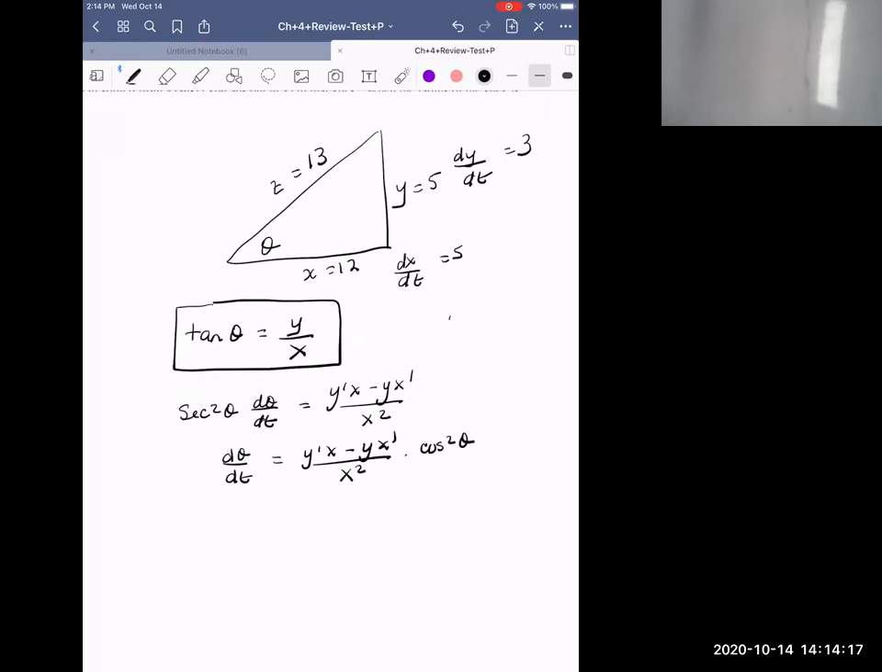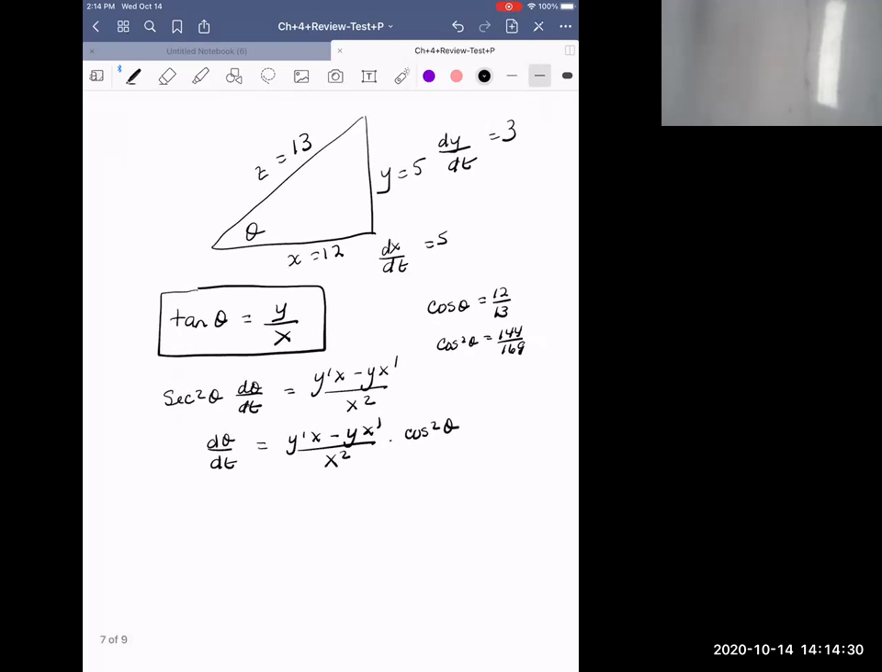Now the cosine of theta is easy to find. It's 12 over 13. So that means that the cosine squared of theta is going to be 144 over 169. So now that I have this, I can plug everything in and solve for d theta/dt. So it looks like we've got 3 times 12 minus 5 times 5 over 144 times my cosine squared, which is 144 over 169, and those conveniently cancel.